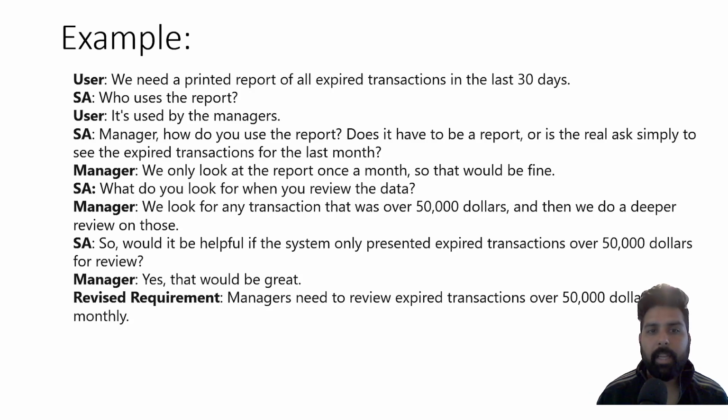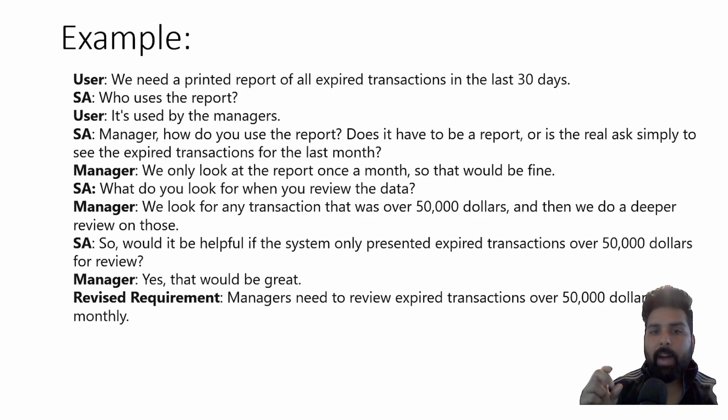Then you can ask the manager, what do you look for when you review the data? So why are you doing this, right? We look for transactions that were over $50,000, and then we do a deeper review of those. So now you have asked who, what, and why you do it. Then you say, okay, so if we give you the report of transactions over $50,000 from the system, will it be fine? Then the manager says, yes, it will be fine.